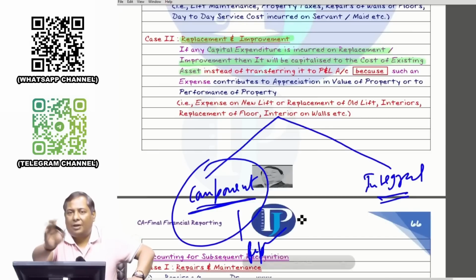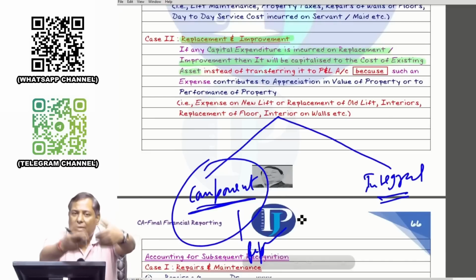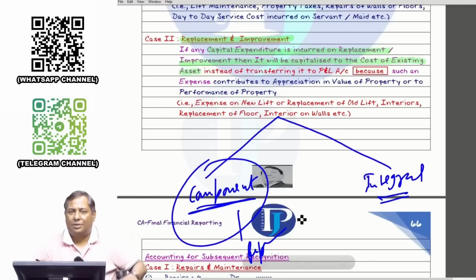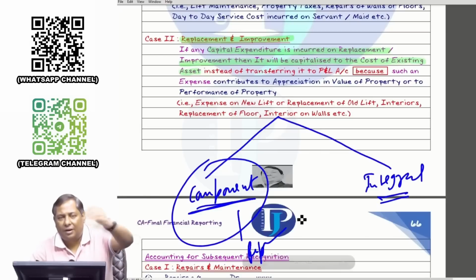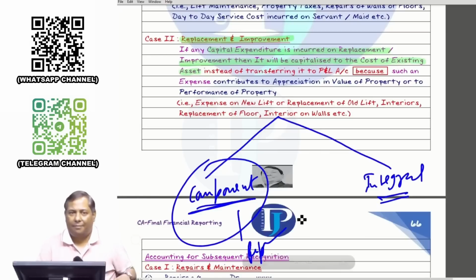Now how much is the new one? 2 lakhs. Capitalize it. New component debit is 2 lakhs with a 5-year lifespan. So depreciation would be 40,000. The new component replaces the old one and runs on its own lifespan.